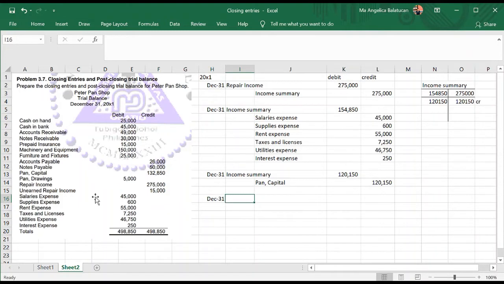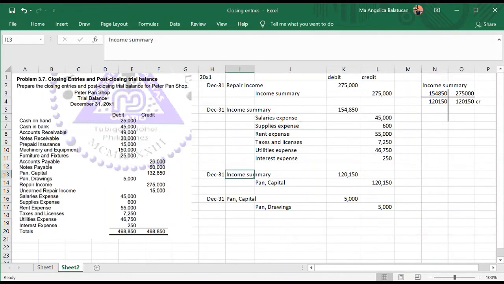So since the drawings has a debit balance, we're going to credit PAN drawings. That's 5,000. And then we debit PAN capital. So that would be charged against the capital. Okay. So these are the closing entries. So the basic is you close the income, you close all the expenses, you close the income summary balance.